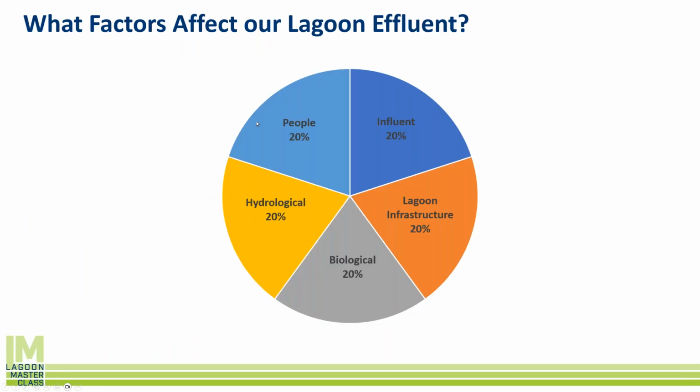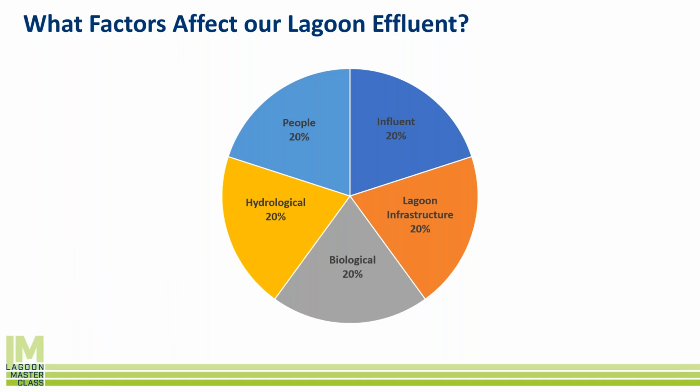So one of the things that we're going to talk about today, and I kind of break this down when we start to talk about wastewater treatment in general, but also with lagoons specifically. For me, whenever I start to talk about effluent lagoon quality, we need to look at multiple different things. What's the influent coming into the lagoon? Because that's going to have a direct impact on our effluent. What's the lagoon infrastructure look like? Is the infrastructure in good shape?